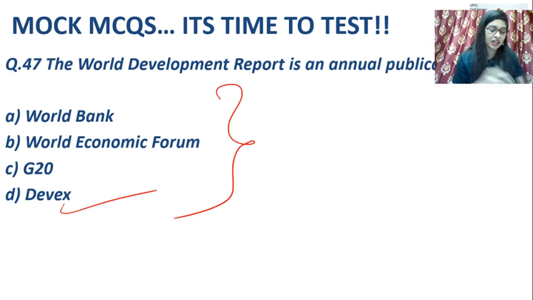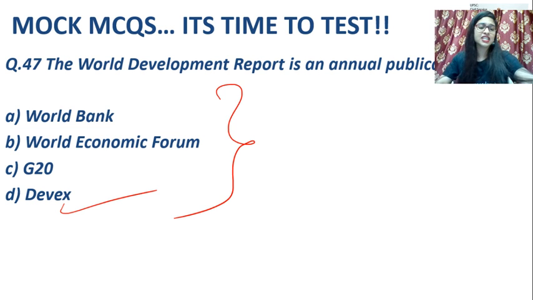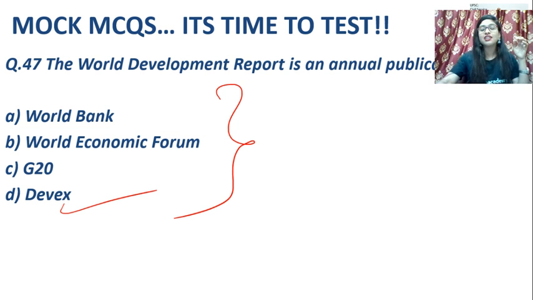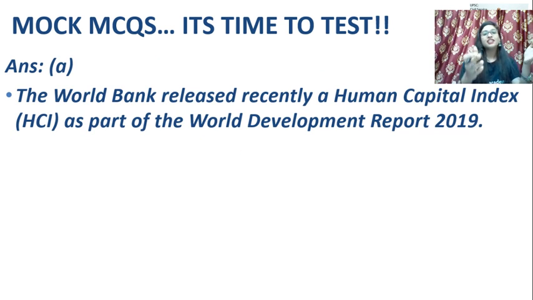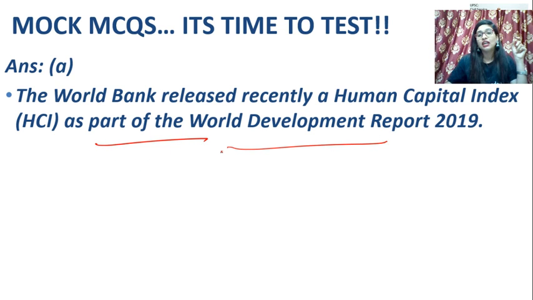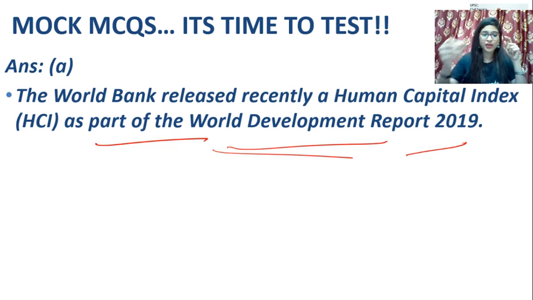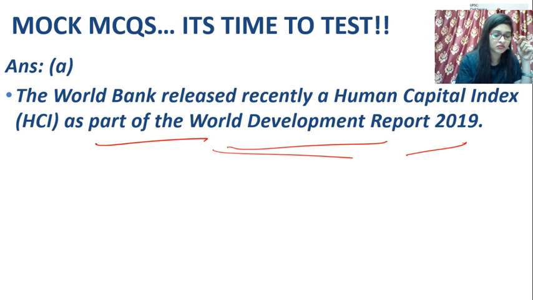So I can see Aditi with A, and here comes Pavan Kumar with B, World Economic Forum. But Ankur says A, Sukriti A, oh my god, everybody is giving A. And yes guys, kudos to all of you. The answer is option A, that is the World Bank. Recently they released a Human Capital Index, called HCI, as a part of the World Development Report 2019. Very fine. Any doubt guys?